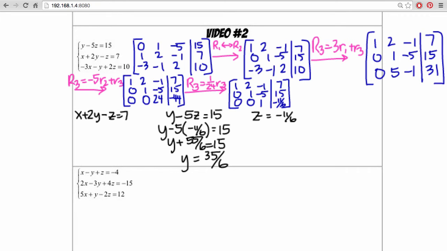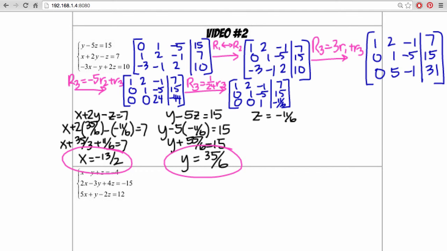Now that we have two of our variables, we can substitute both of those values into our first equation and solve for x. So we get x plus 2 times 35 over 6 minus negative 11 over 6 equals 7. When we simplify, we wind up getting x plus 35 over 3 plus 11 over 6. And finally, our solution for x is going to be negative 13 halves. So our three answers are x equals negative 13 halves, y equals 35 sixths, and z equals negative 11 sixths.